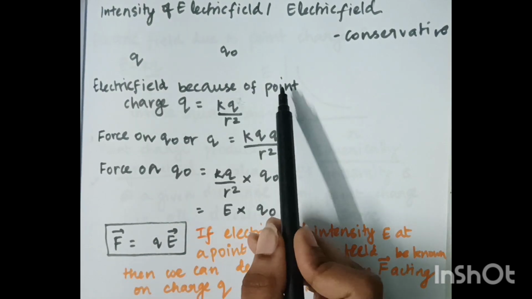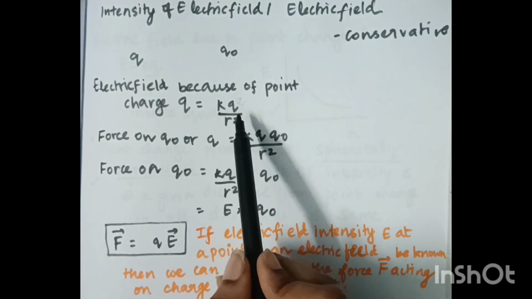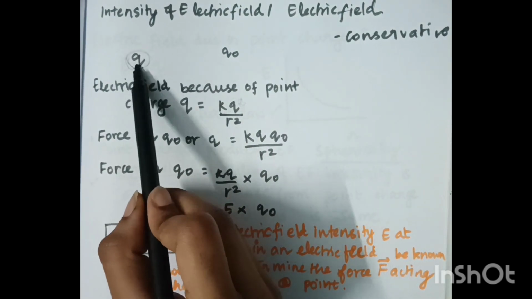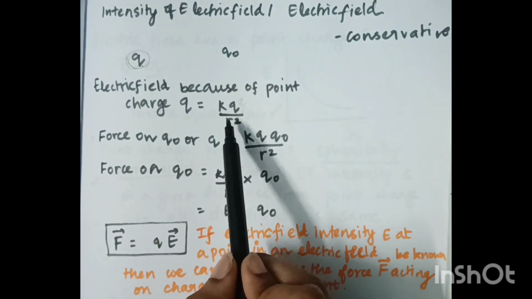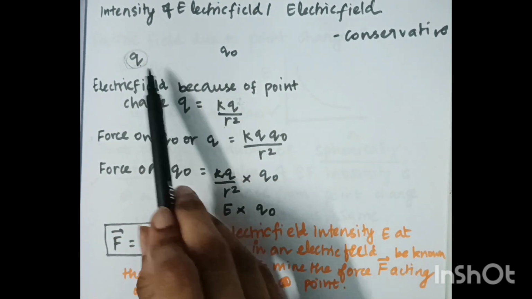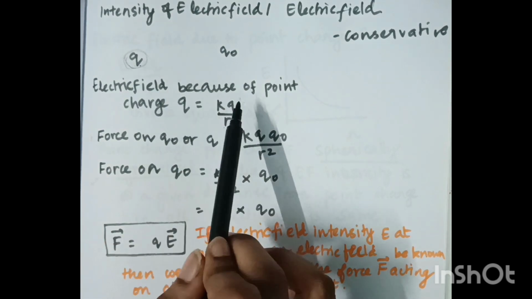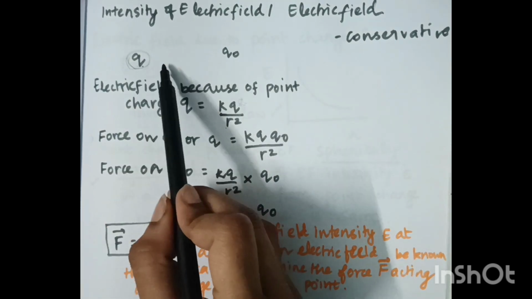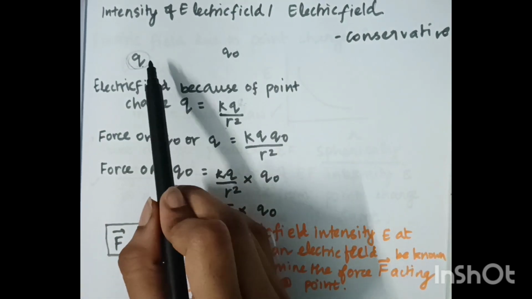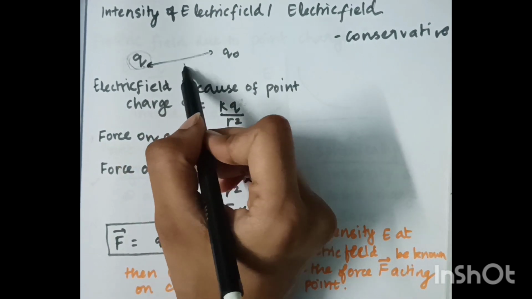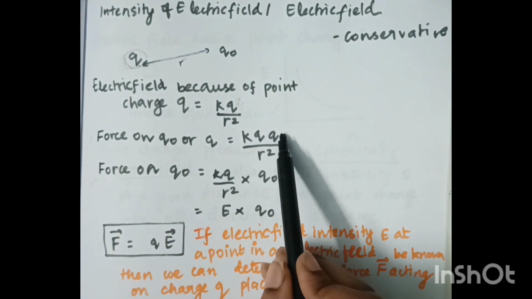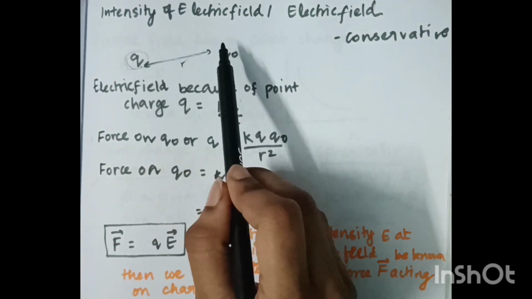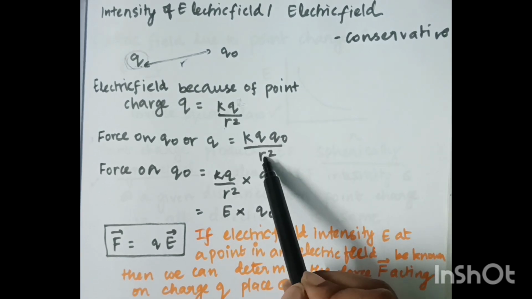Electric field because of point charge Q equals kQ by r square. Because of this Q, what is the electric field? That is kQ by r square. You have to keep this charge Q, because we are finding the electric field because of this charge. What is the force between them? Here there are two charges separated by a distance, suppose it is r. Then the force is kQ Q naught by r square. Either on Q or on Q naught, the force on both of them is equal, kQ Q naught by r square.